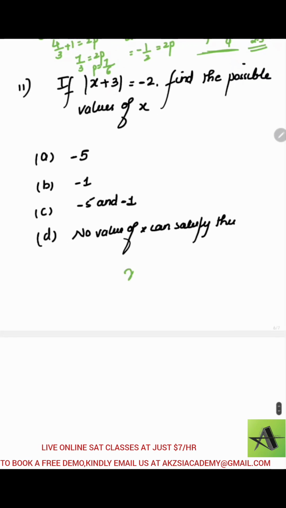Whatever be the value of x, when I put that inside the modulus, the answer is going to be 7, 3, 4. But modulus of something can never be negative. When you put any number inside it, the whole answer becomes positive. So how can mod of x plus 3 be equal to negative 2, which is not possible. So no value of x can satisfy this. So answer is D.